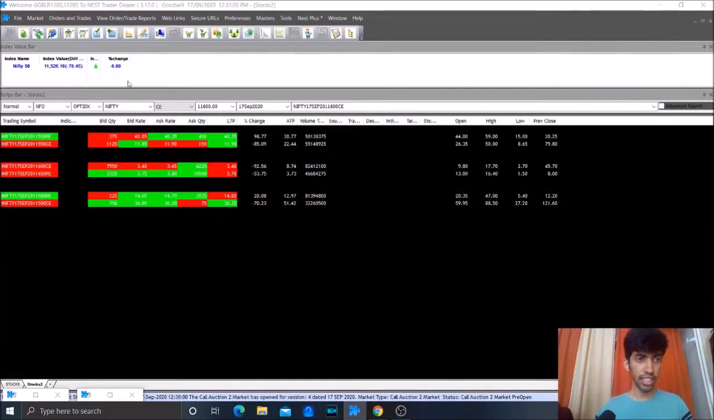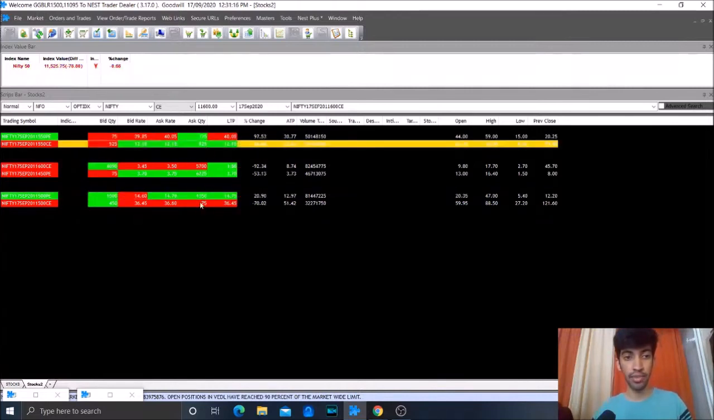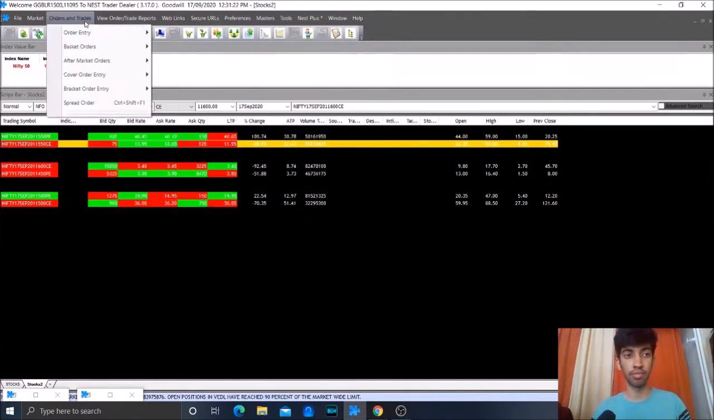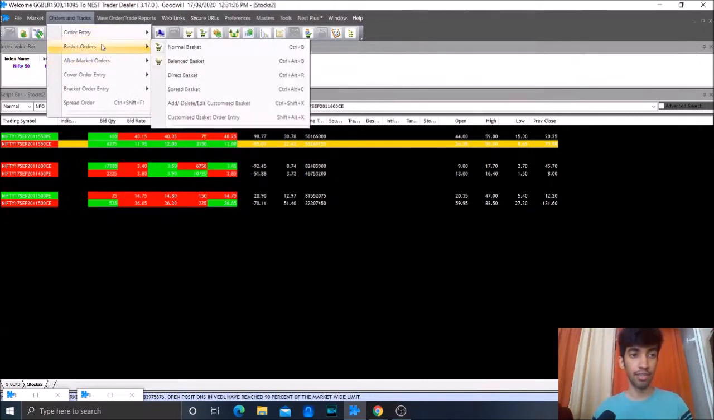So depending on the market situation, the strikes we have chosen are 11,500 PE and 11,550 CE. Both put together, we will be receiving a premium of 26 rupees, and these are the strikes we have chosen to do the short strangle. Currently we'll be doing the short strangle, and I will place it through a normal basket order.